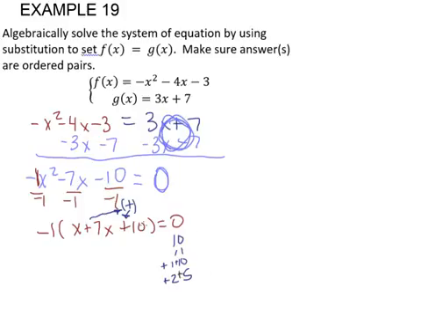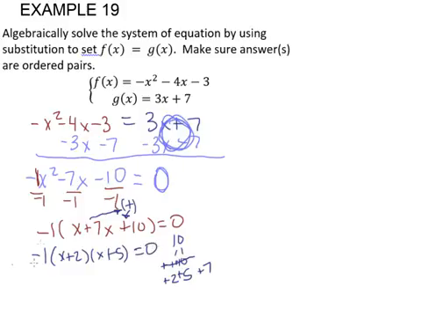And which ones, when I combine them, are going to give me 7? Well, 1 plus 10 is 11, so that's out. 2 plus 5, that's 7, so that works. So we refactor it again. So we get x plus 2 and x plus 5 equals 0.